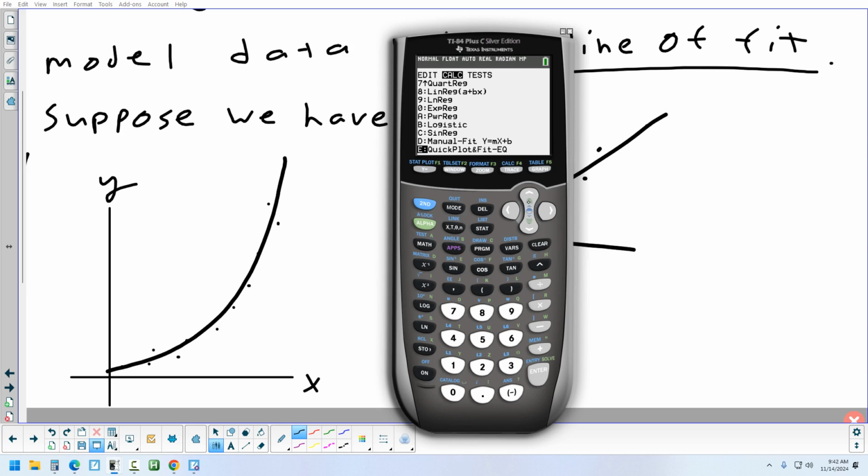Anything that ends in REG, those are what we call regressions. That's the process of finding a curve or a line that goes through points. It's called a regression, and there's lots of them. So we're going to look at one particular type of regression out of all of them. We're going to look at option A, and that's called a power regression.